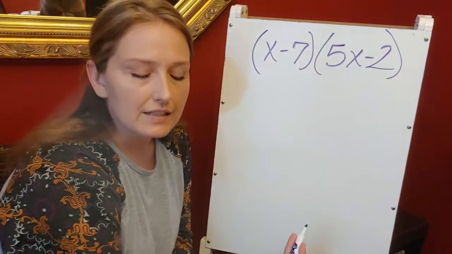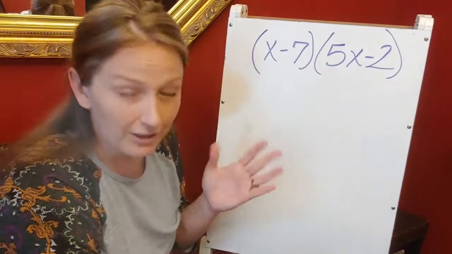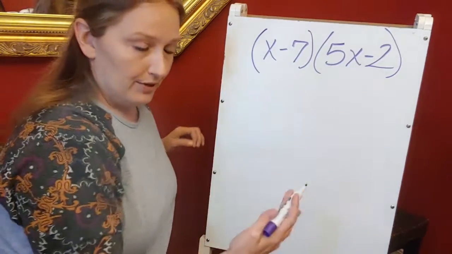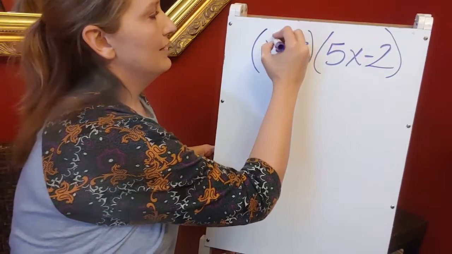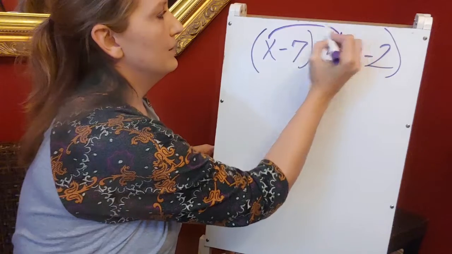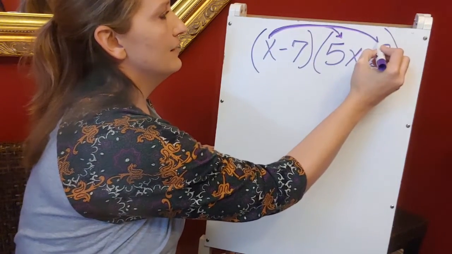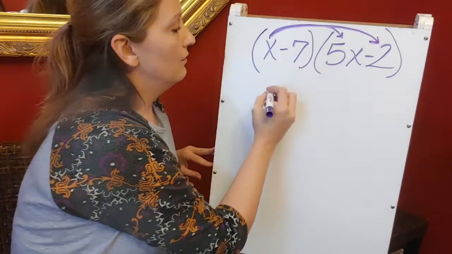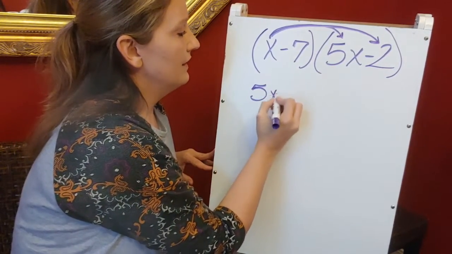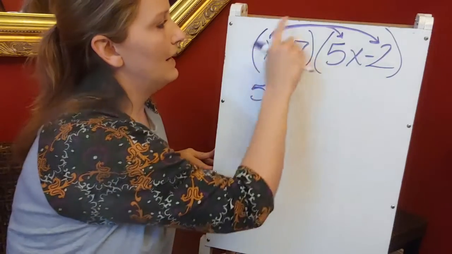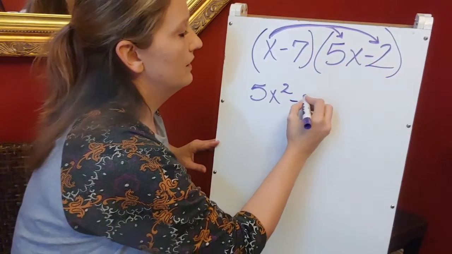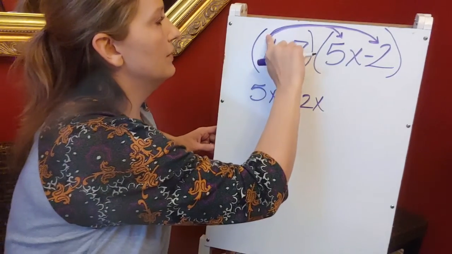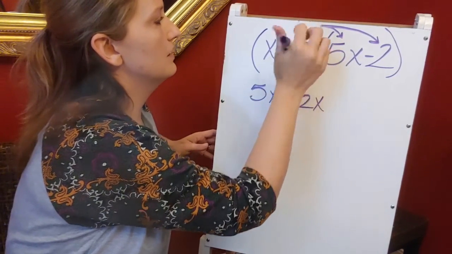Okay, and here's the second expression. We're going to do the same thing that we did before. We're still double distributing. We're going to start off with this x, and I'm going to distribute it to my second set of parentheses. So I'm going to do x times 5x. I get 5x squared. X times a -2 is a minus 2x. So that takes care of my first part.